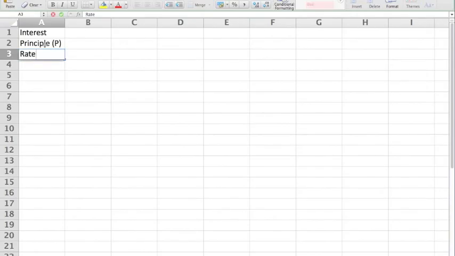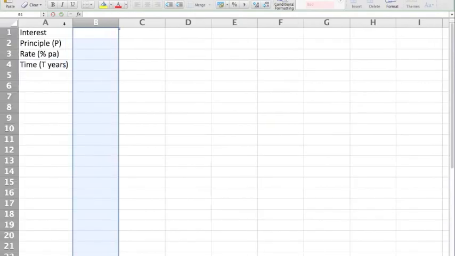We also need to know the rate. Rate is generally recorded in percentage over a period of time, per annum, in most cases. You need to know the time. How long will the money be borrowed for? This is generally measured in years.